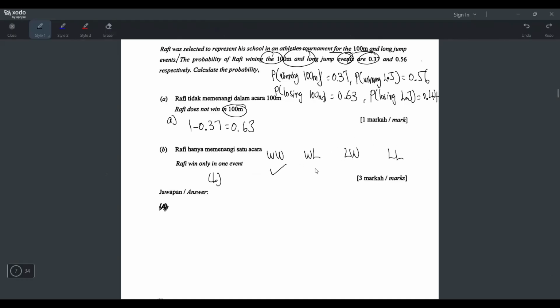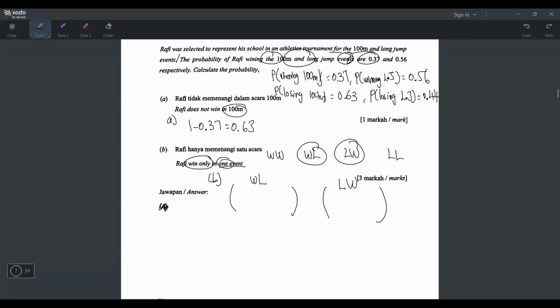Okay, but you don't have to do all of this. You only do what the question wants, right? So the question only wants win only one event. It means you will only do this one and this one, right? Because they say win only one event. They never say less than one or more than one. They say exactly one event. So if you win exactly one event, it means you have to find the probability of this, and then plus together, right? So I will open two brackets here. One bracket is for winning first, losing second. The second bracket is for losing the first acara, winning the second acara, right?